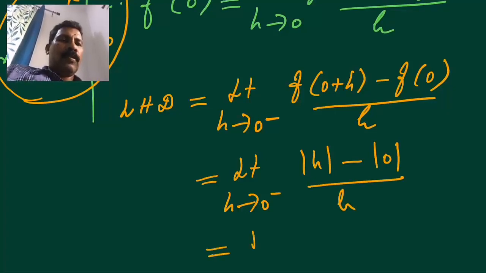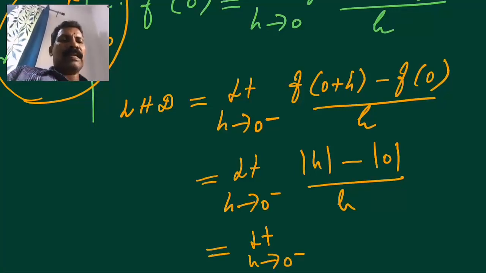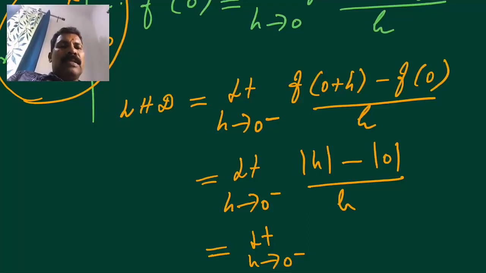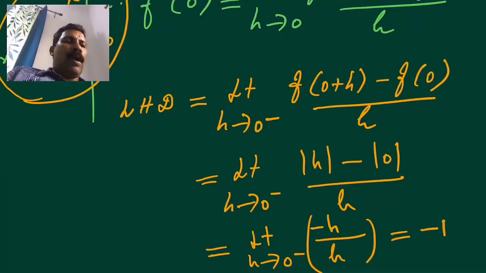So that is equal to the limit as h tends to 0 minus of mod h divided by h. What is mod h? Here h is negative because h is approaching 0 taking values less than 0. Therefore we have negative h here by the definition of the absolute value function, then divided by h. So that is equal to negative 1.